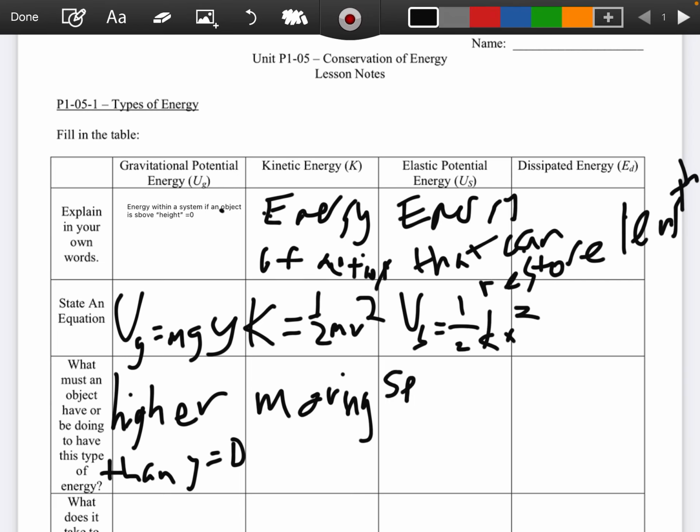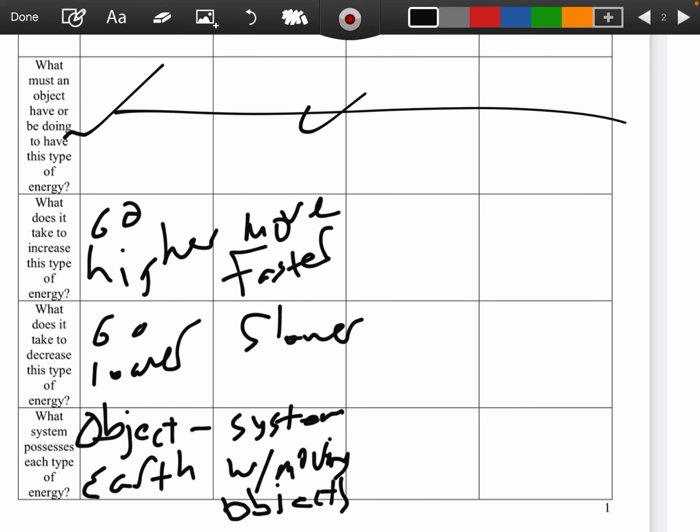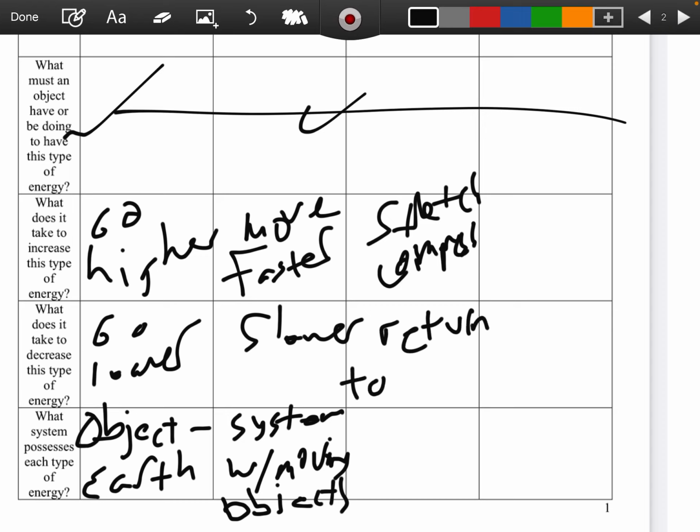What does an object have to be doing? Spring must be compressed or extended. And what does it take to increase this energy? Stretch or compress, whether it's a bungee cord, a rubber band. What does it take to decrease this type of energy? Return to equilibrium. I'll shorten equilibrium to EQ. I don't think anybody's reading this, but I'm writing it.